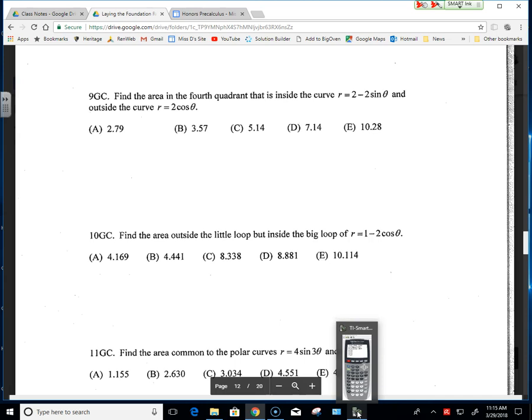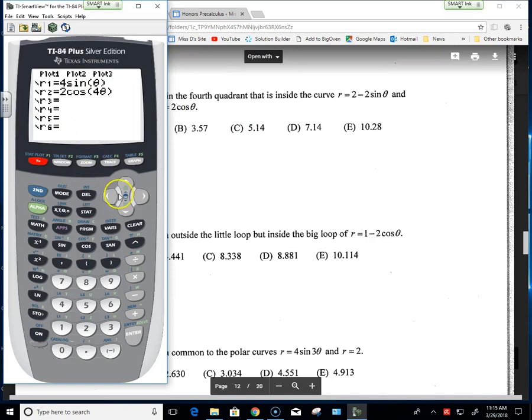Technically, you guys could be trying to find intersections by hand, but don't you see all the decimals that are going on? So if we go ahead and graph my 2 minus 2 sine theta, just because they said we could, why not visualize it and not have to stress about it? My other one was 2 cosine theta.